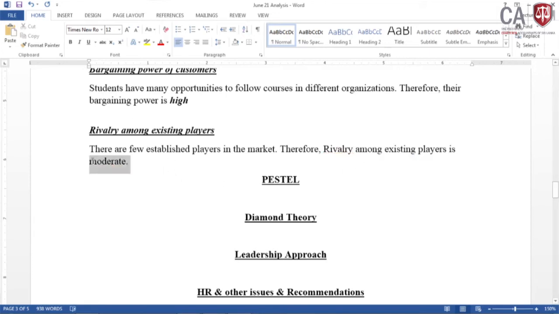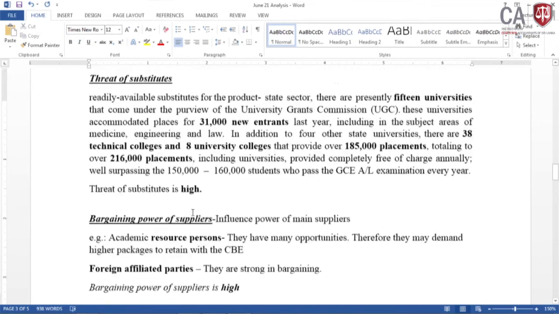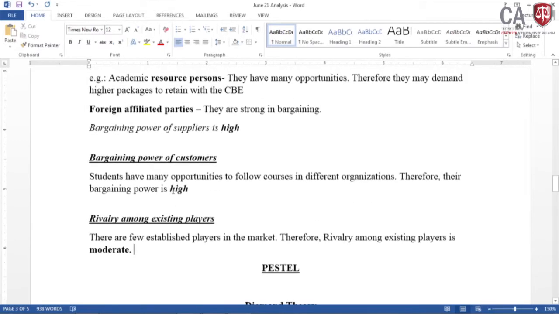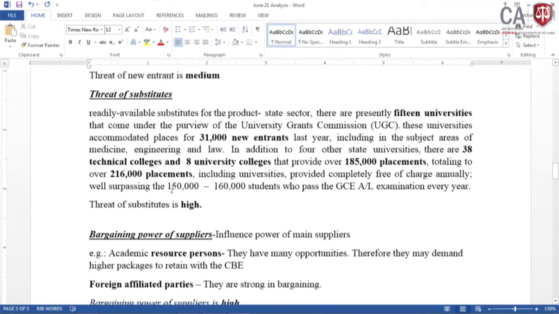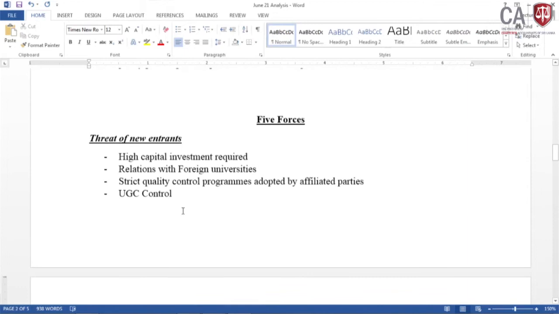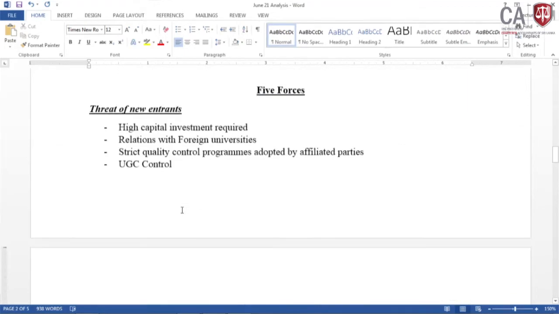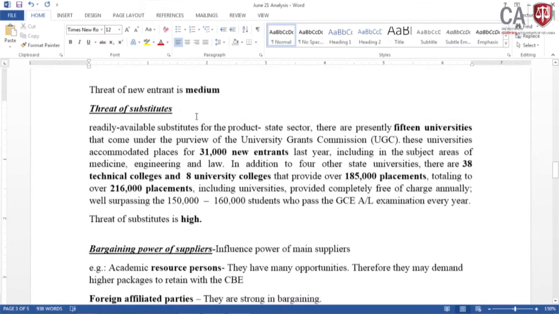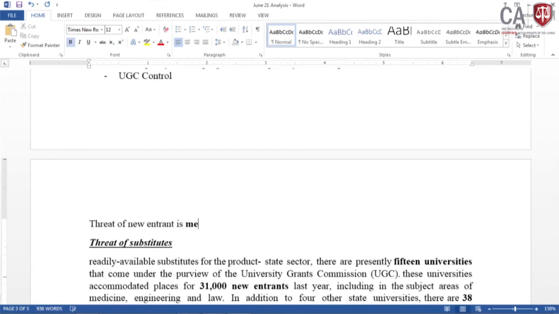Right. So, what is the conclusion you are going to make? Final conclusions. Threat of substitutes is high, bargaining power of suppliers is high, bargaining power of customers is high. Three unfavorable factors. Rivalry among existing players is moderate. Then threat of new entrants is medium. We will say moderate here also.